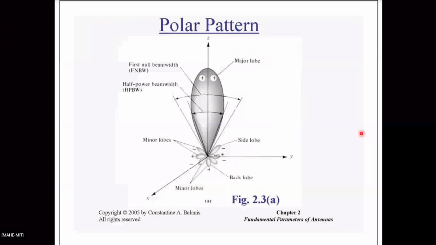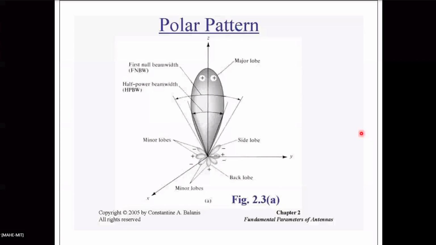Polar pattern. Now he has given different things here: beamwidth, major lobe, half power beamwidth, minor lobe, side lobe, back lobe, minor lobes, and all those things. So let me just explain one by one. If you want, you can note down.